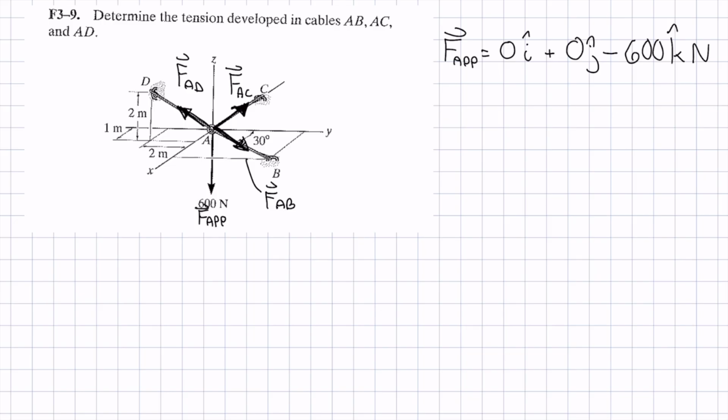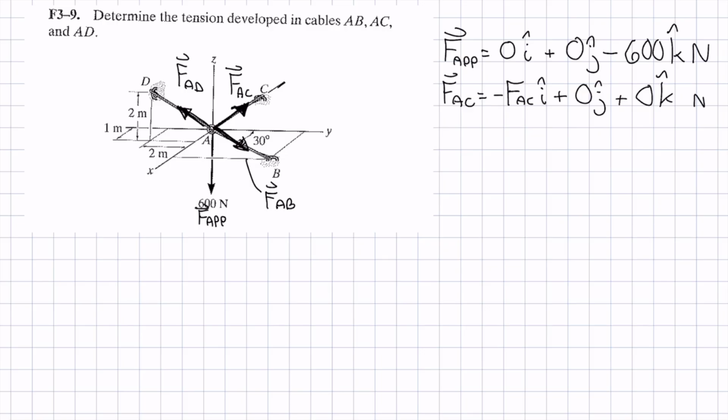Now, FAC, I'm starting with that one because it seems to be the easiest. And you're probably at this point still getting used to visualizing these 3D drawings. But hopefully you can see here that FAC is right along the negative x-axis, pointing along that rope. So it's only in the xy plane, pointing in the negative x direction. So I'm just going to call this negative FAC I hat, 0 J, and 0 K hat newtons.